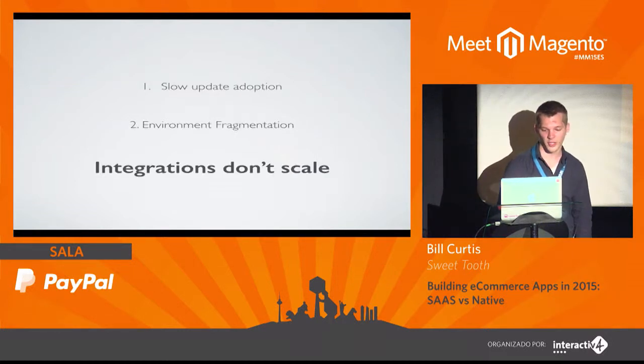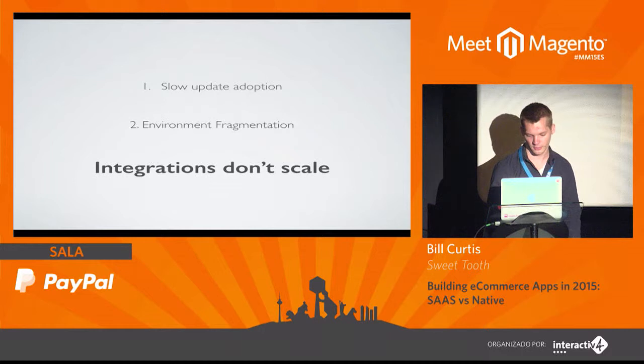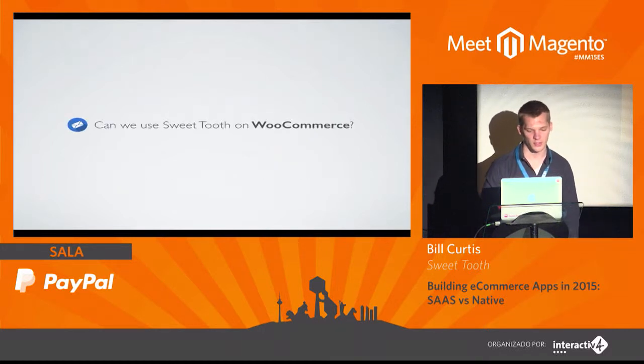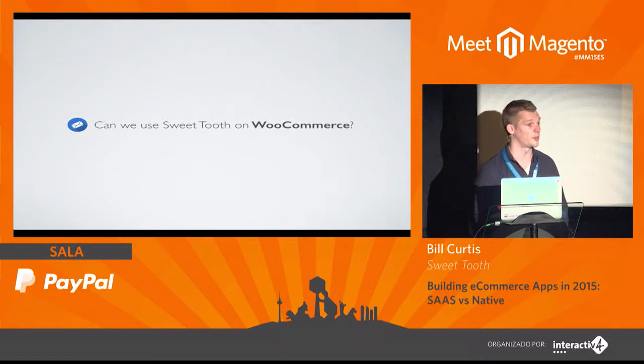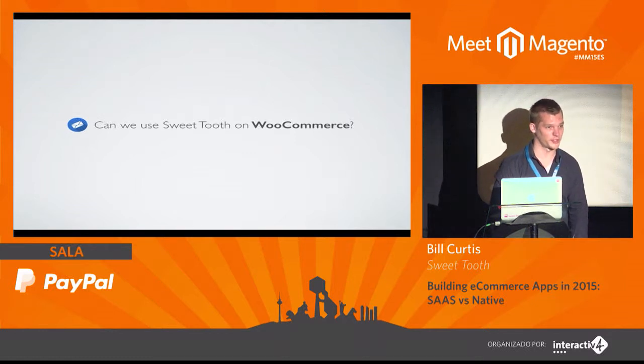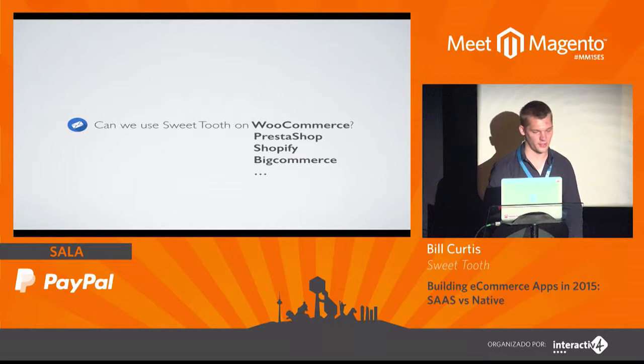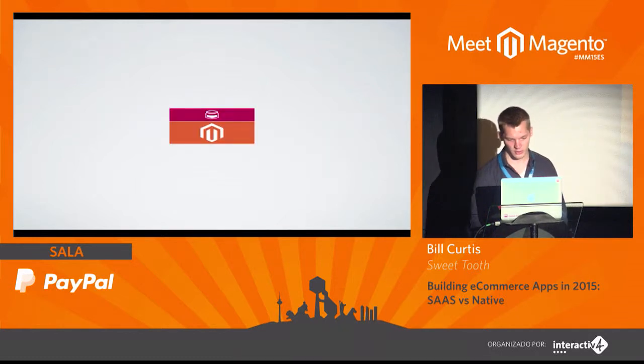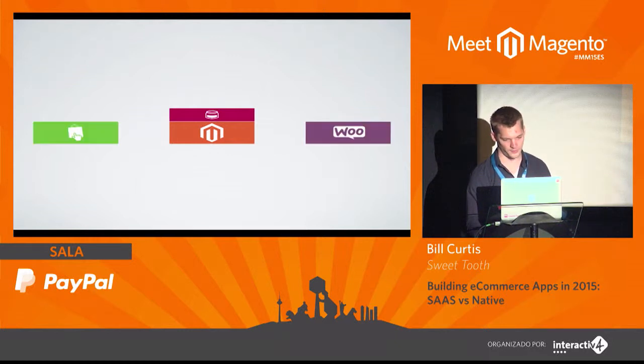And the third big problem is integrations that don't scale. So at Sweet Tooth, we get two very common types of emails. The first is merchants who aren't on Magento, who want to run Sweet Tooth. So they're running WooCommerce or a handful of others. So how might this look with our extension if we were to port it to these other platforms? Here we have WooCommerce and PrestaShop.